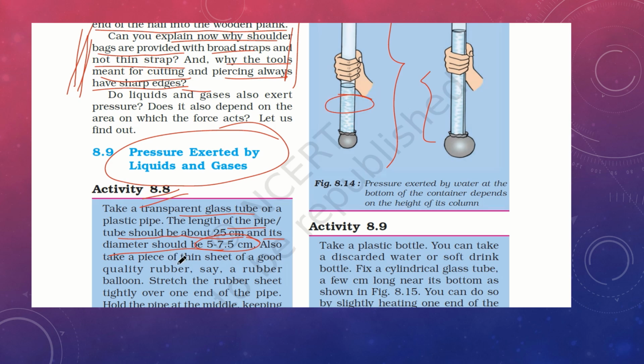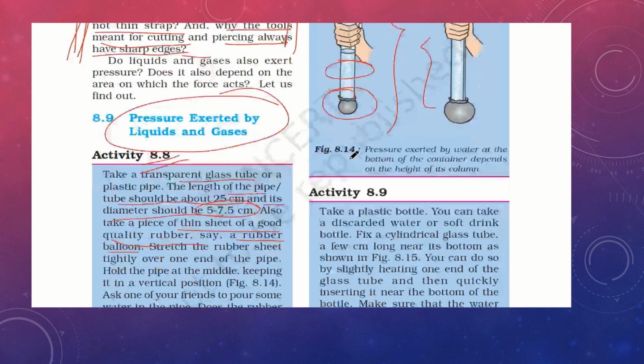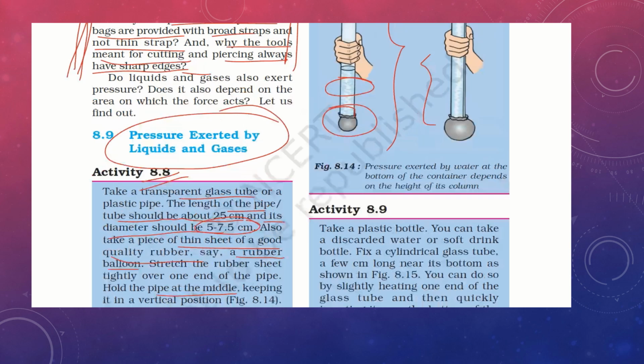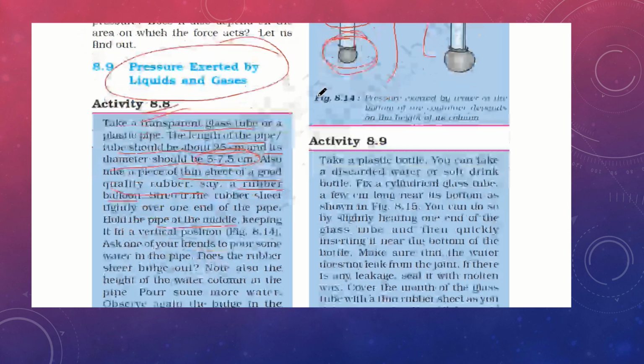Now also take a thin sheet of good quality rubber, say a rubber balloon. Stretch the rubber sheet tightly over one end of the pipe. Hold the pipe at the middle. In this way, you are positioning the rubber sheet at the end, keeping the pipe in a vertical position.